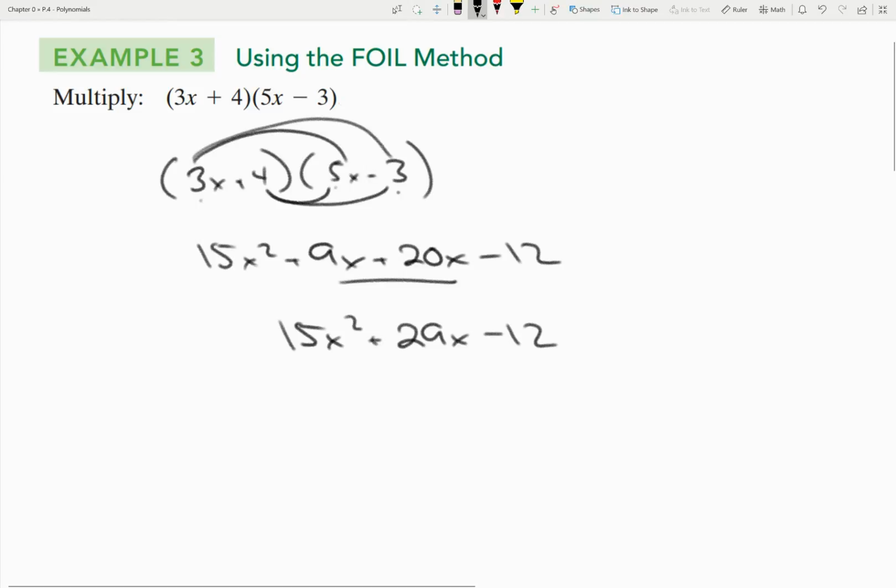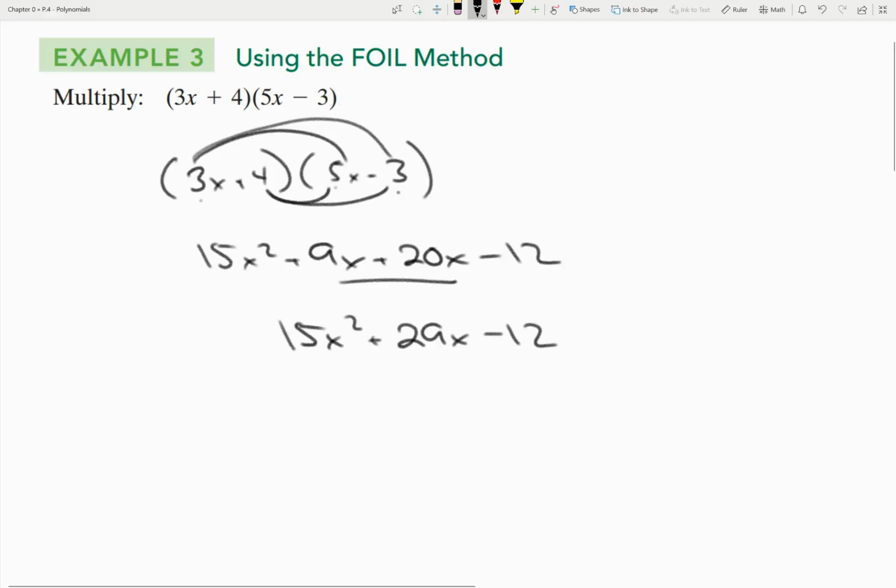Now, do you have to use the FOIL method? No, you could just distribute one to the other. Same idea. In fact, with two binomials, it's actually the same steps, okay? But it's just a helpful way to remember to do this.